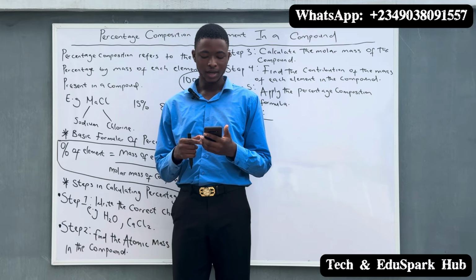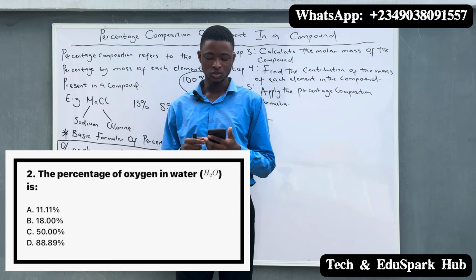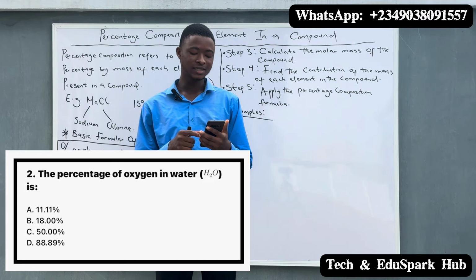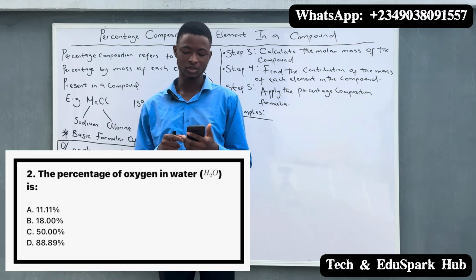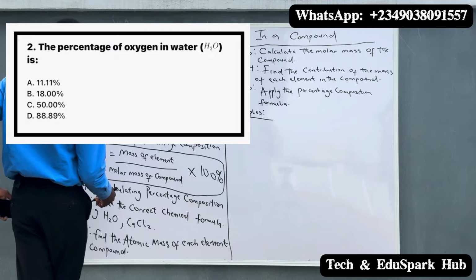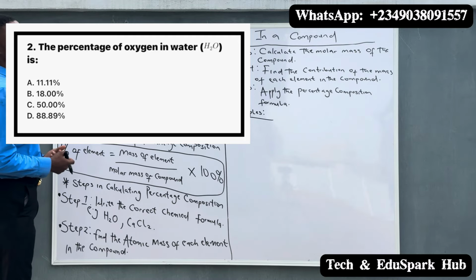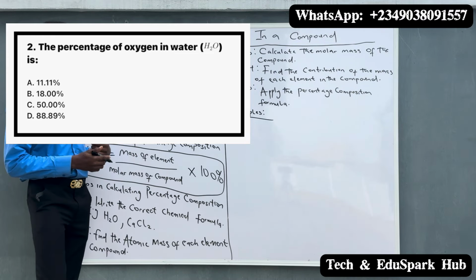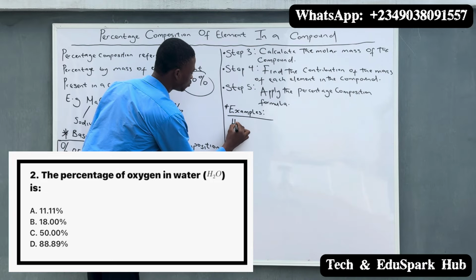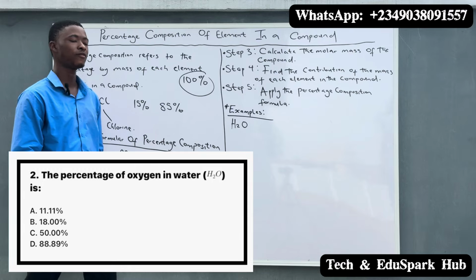And the second question, as displayed on the screen, says that the percentage of oxygen in water, H2O, is. In this kind of question, we are asked to calculate the percentage of oxygen in H2O, which is water. So we have to follow our steps. The first step is to write the correct chemical formula of the compound we are working with, and the question has already given us the chemical formula, which is H2O.